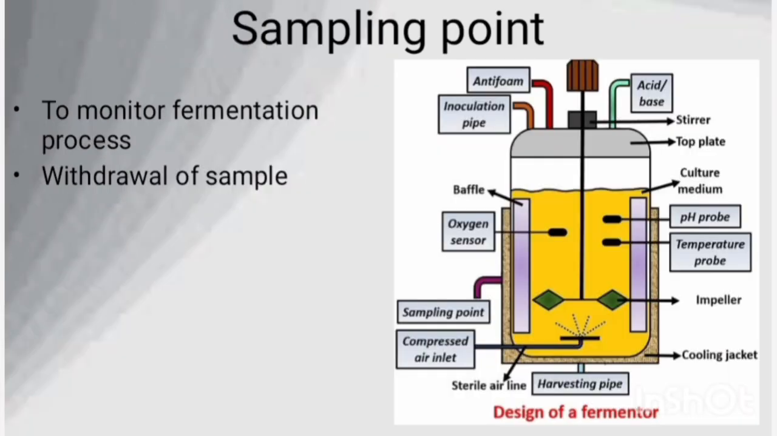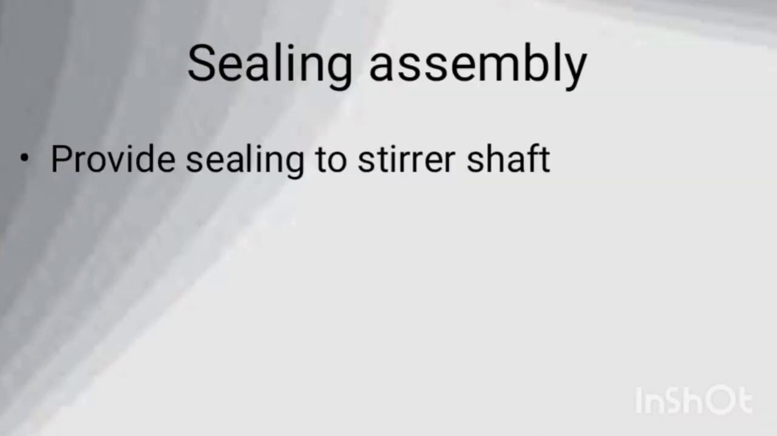Sampling point. It is another part of the fermenter. It is used for the time-to-time withdrawal of the sample to monitor the fermentation process. It allows the aseptic withdrawal of the sample from the fermenter. Sealing assembly. It provides sealing to the stirrer shaft, which is required to provide the agitation. There are three types of seal: packed gland seal, mechanical seal, and magnetic device.